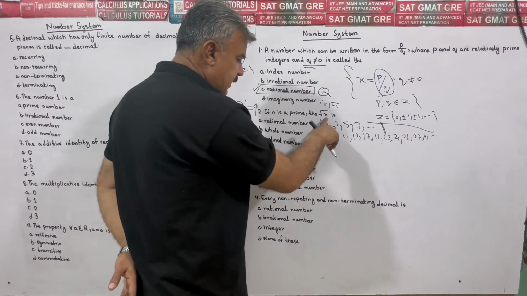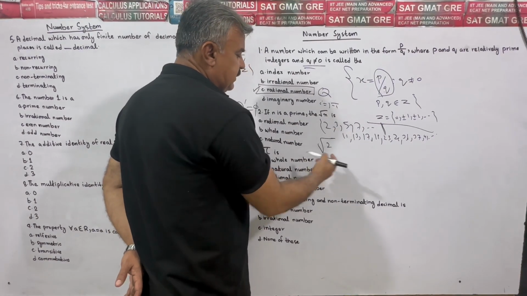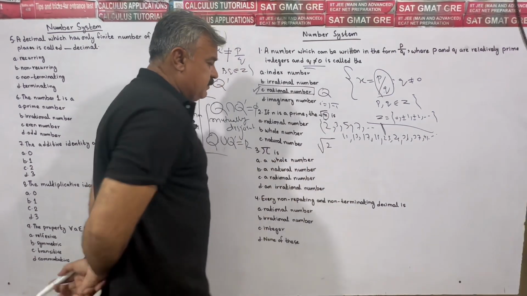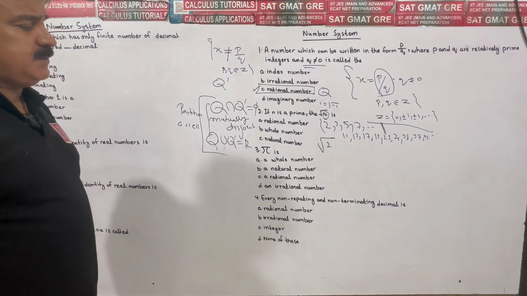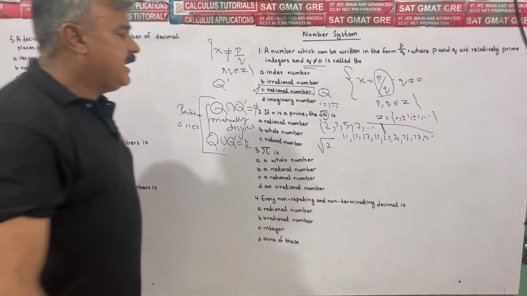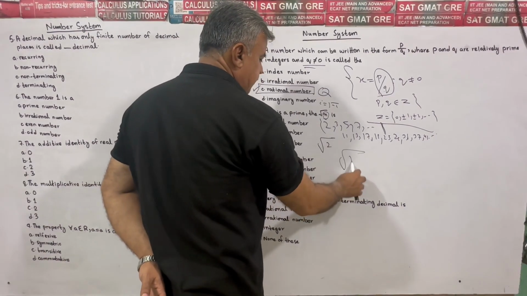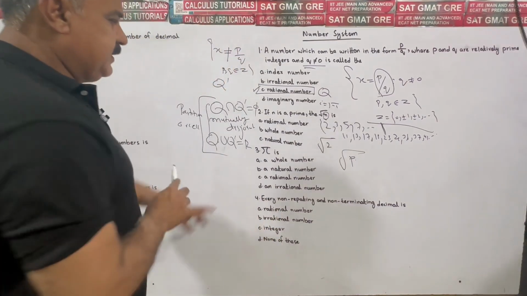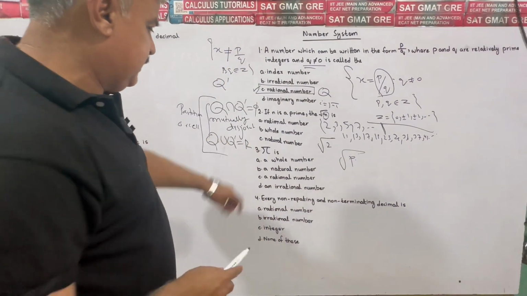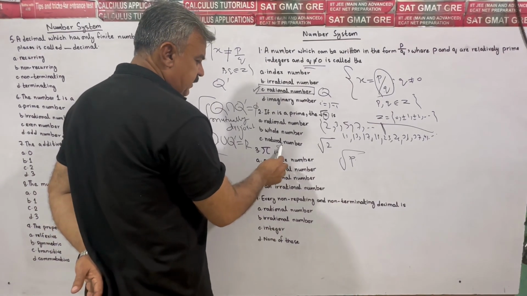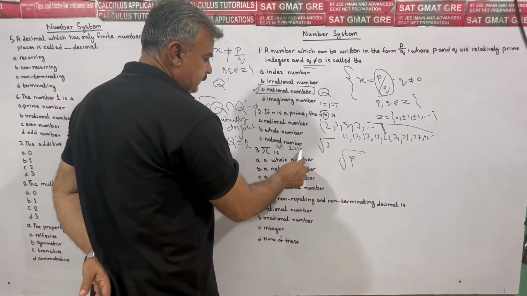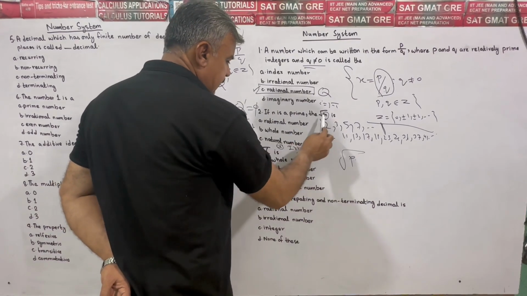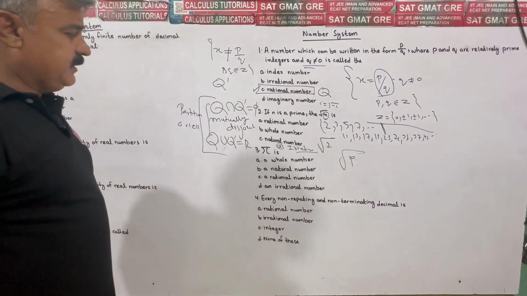If n is any prime, then the square root of n remains an irrational number, because factors of prime numbers are not possible. Any prime number under the root results in an irrational number. The D option is missing, let me write it for you. It is an irrational number. If n is a prime, then its root is an irrational number.